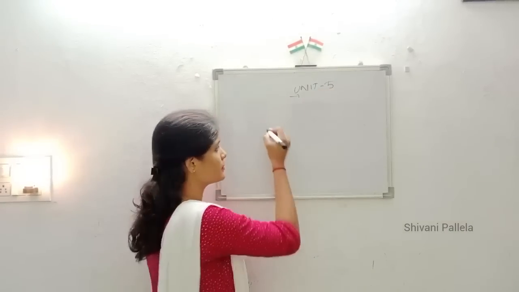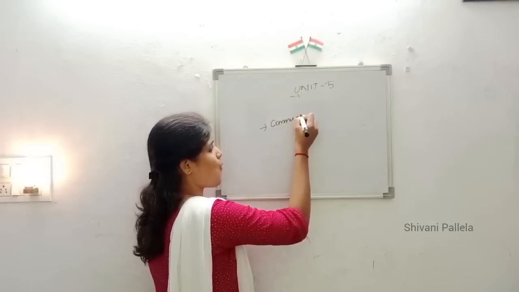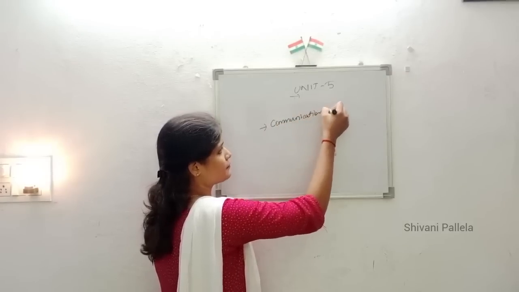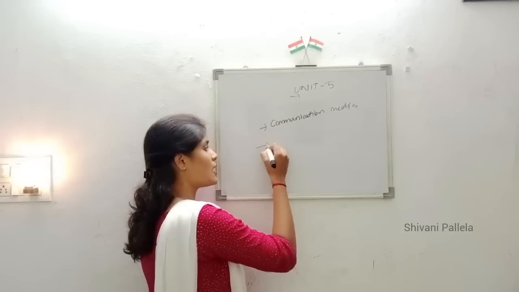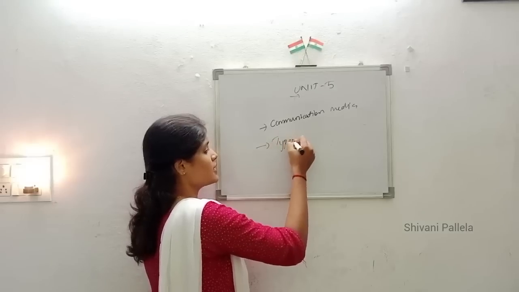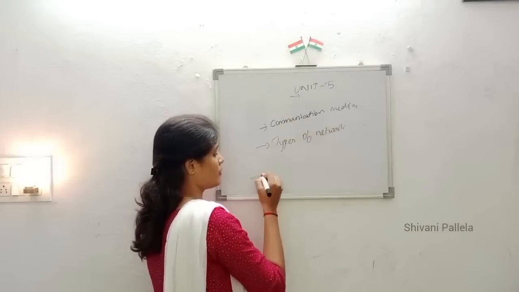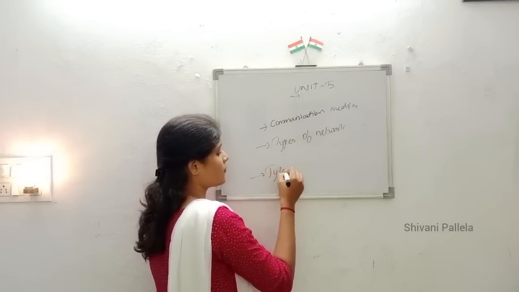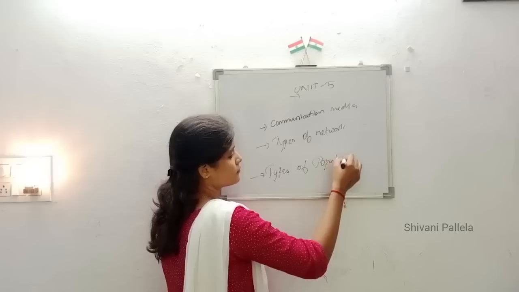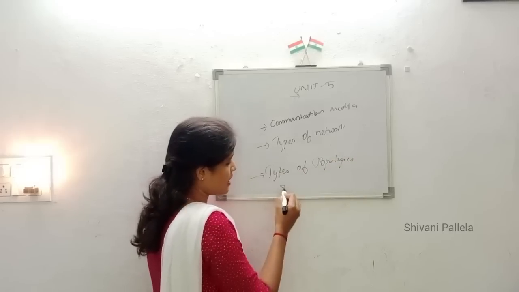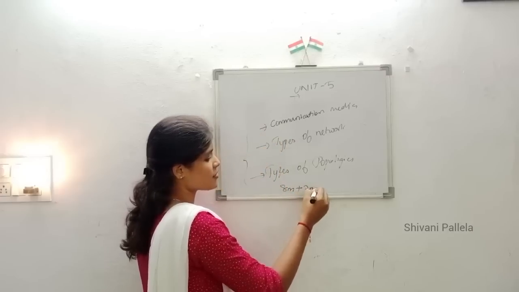In fifth unit: communication media, or you can also call it transmission media. And the next important question is types of network, types of topologies. 8 marks long question you will surely attempt by learning these 3 questions, and one short question of 2 marks, which is 10 marks.